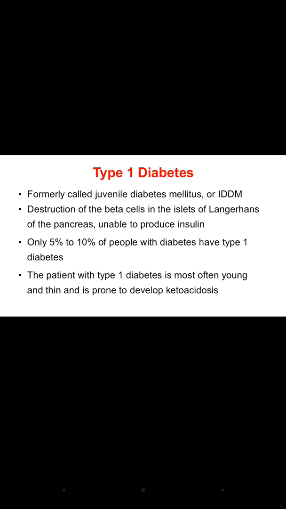Only 5 to 10% of people with diabetes have type 1 diabetes. So 5 to 10% have type 1 diabetes mellitus, and 90 to 95% have type 2 diabetes mellitus. The most common diabetes mellitus is type 2. The patient with type 1 diabetes is most often young, thin, and also prone to develop ketoacidosis.